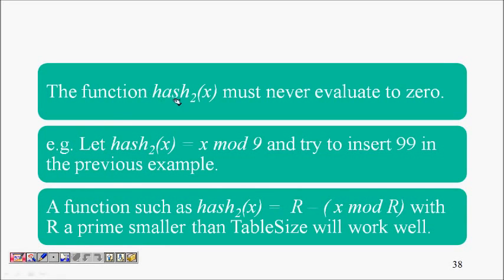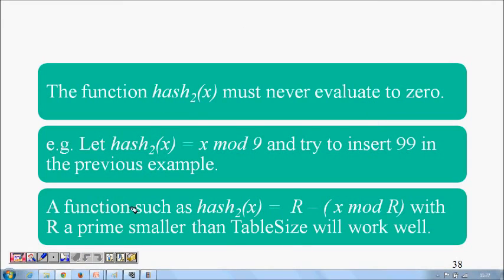The hash function hash2(x) must never evaluate to 0, because we know that h_i(x) is i times hash2(x). If your hash2(x) somehow evaluates to 0, then there is no point in evaluating 2 times hash2(x), 3 times hash2(x), because all of them will be 0. For example, if hash2(x) is x modulo 9 and we try to insert 99, it will become 0, and then there will be a problem. A function, as we discussed, r minus (x modulo r), where r is a prime number less than the table size, works well.